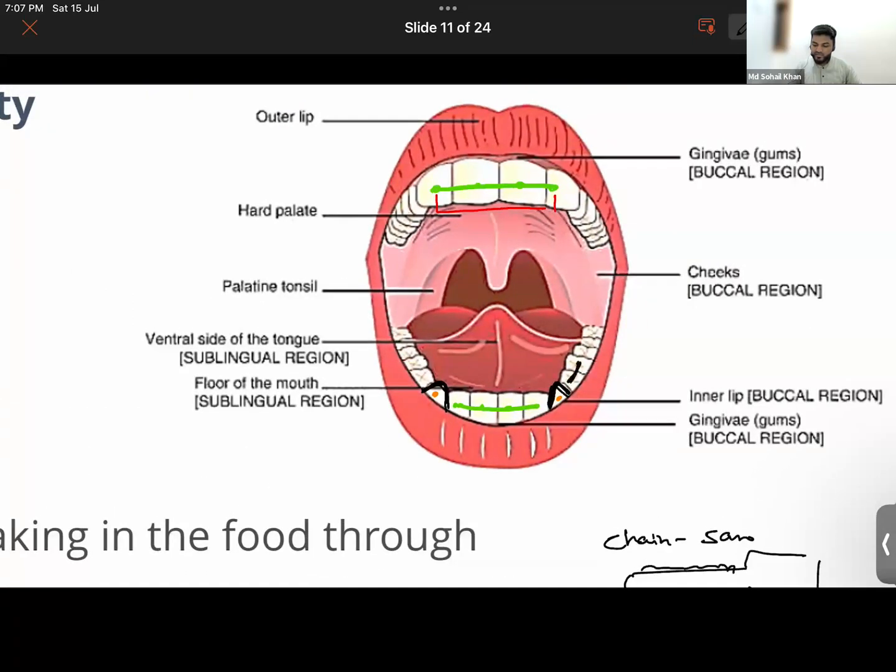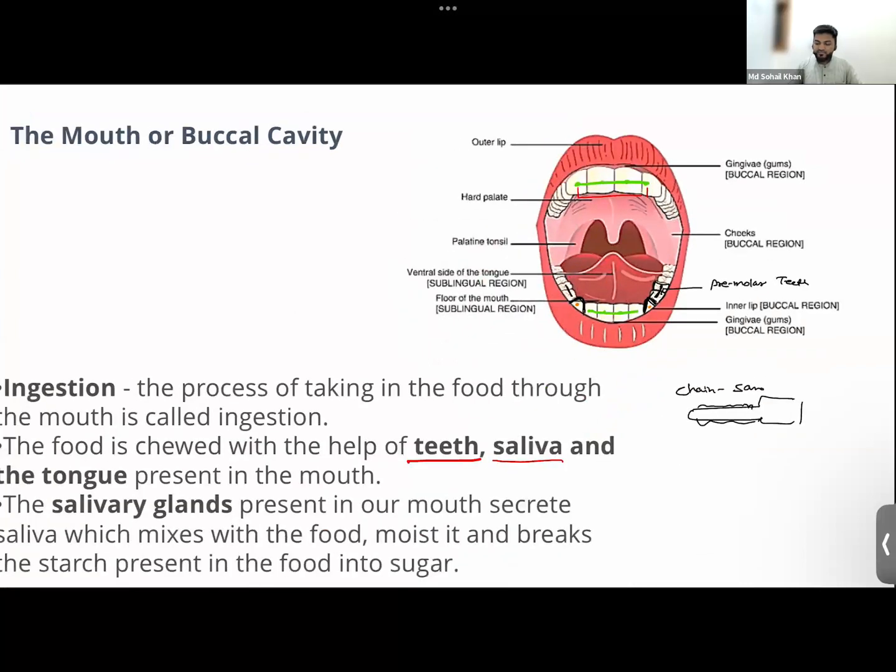Then see another type of teeth here. See these teeth, these two and these two here. Now, if you see these teeth, as compared to canines and incisors, their surface is more broad. They have a more flat surface, right? And what is their function, guys? Their function is chewing and grinding the food. So these are called premolar teeth, and the function involves basically grinding and chewing the food.